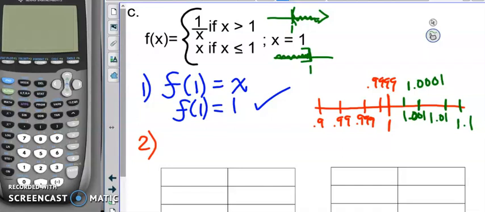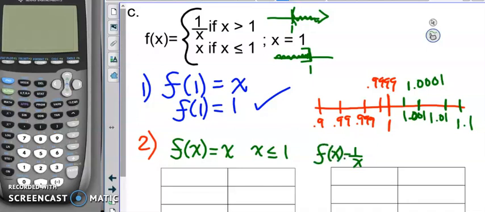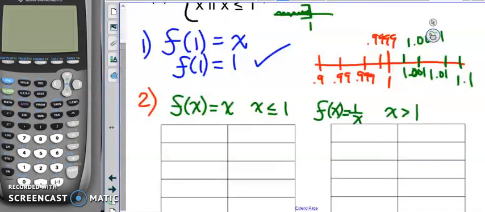So when we start dealing with our tables here, for the left side, we're saying that's going to be x when x is less than or equal to 1. And for our right side, we're saying it's going to be 1 over x for f of x, and this is where x is greater than 1. So when we do this, we're going to put it into the table. We're going to talk about our limits and all that good stuff.